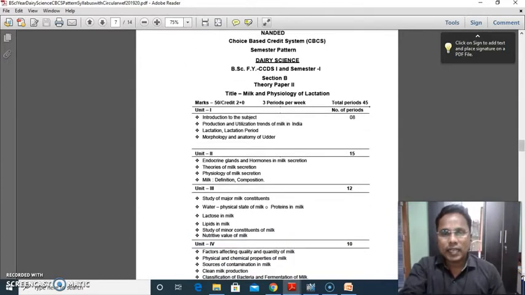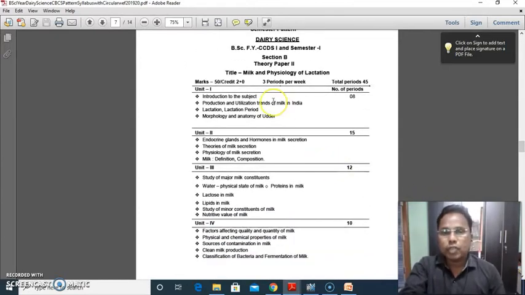Paper number 2 is based on milk and the physiology of lactation, that is, how milk is synthesized in the udder. That is to be studied in this paper. First, unit number 1, unit 2, unit 3, and unit 4. Again, in this paper also, we are going to study 4 different units.